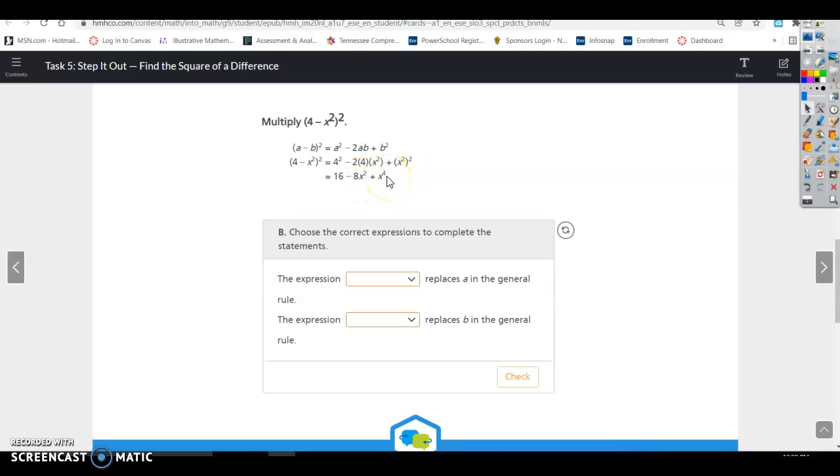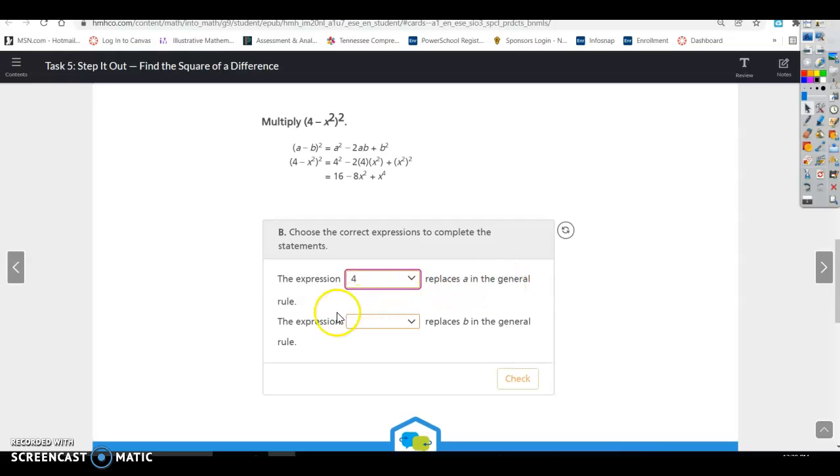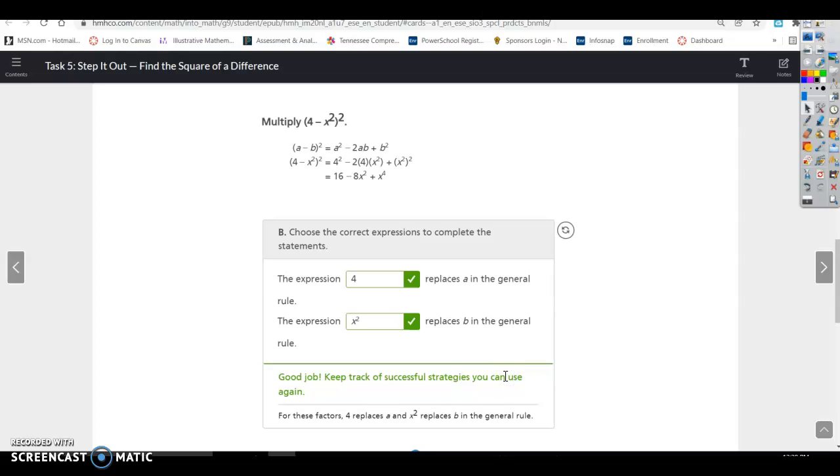All right, so choose the correct expression to complete this statement. The expression 4 replaces a, and the expression x squared replaces b in the general rule.